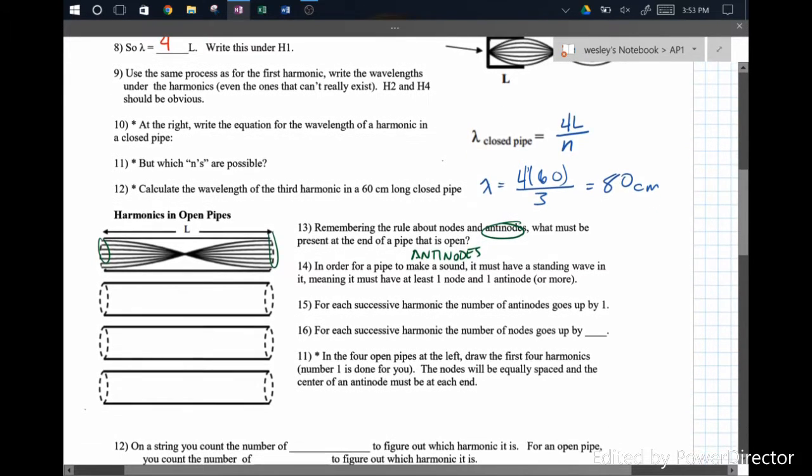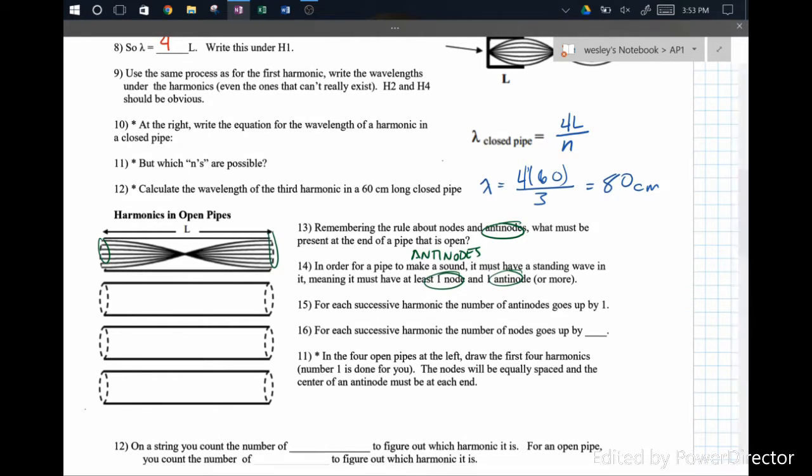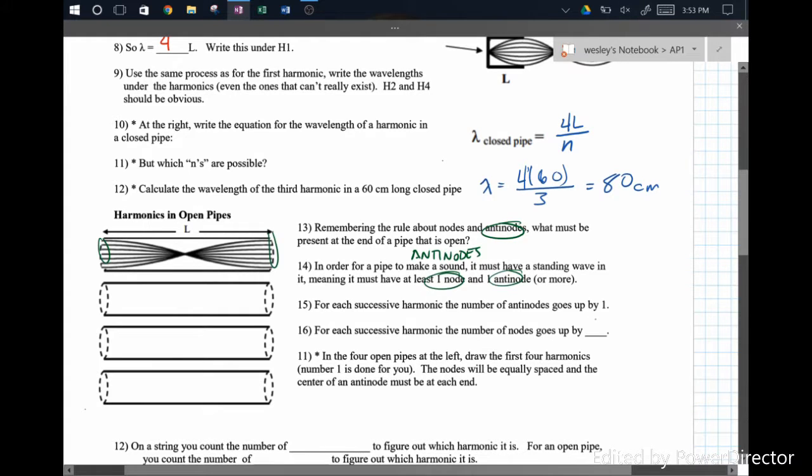In order for a pipe to make a sound, it's got to have a standing wave, meaning it has to have at least one node and one antinode, possibly more. So for each successive harmonic, the number of antinodes goes up by 1. And then for each successive harmonic, the number of nodes also has to go up by 1. We're going to add one more every time. So we're going to draw the next harmonics.